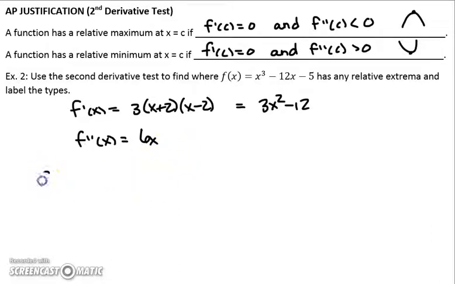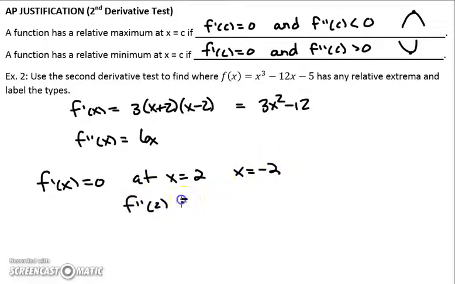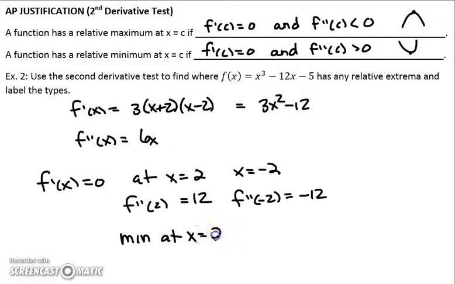We know we had f prime of x was 0 at x equals 2 and negative 2. So if we find f double prime of 2, that's going to give us 6 times 2 is 12. F double prime of negative 2 is going to give us negative 12. So if our derivative is 0 and our second derivative was positive, we're going to have a min at x equals 2. And if the derivative is 0 and our second derivative is negative, we're going to have a max at x equals negative 2.